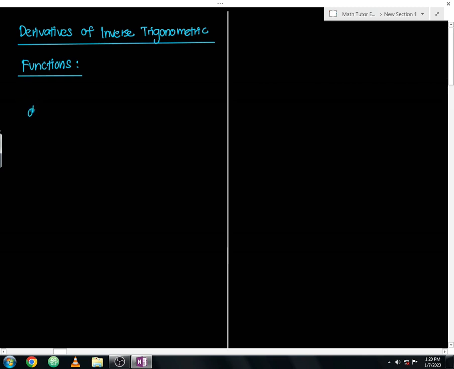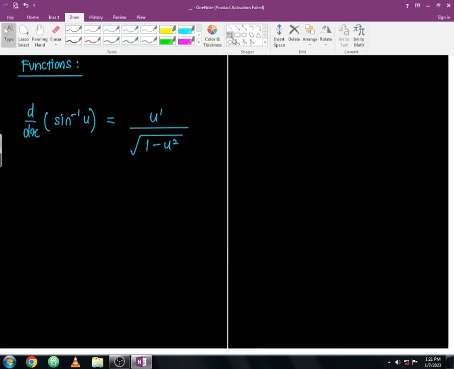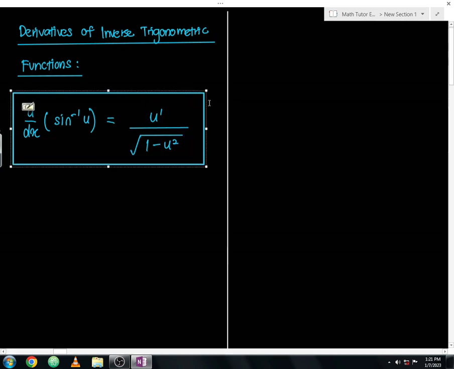Given that d over dx, in brackets, sine inverse u, you'll be getting u prime divided by square root of 1 minus u square. Let me underline the fraction and the square root, and let me box the formula. Okay, so let us start our example.